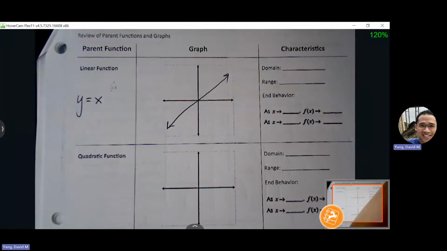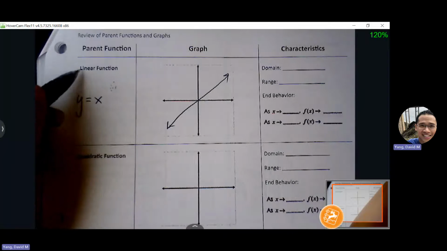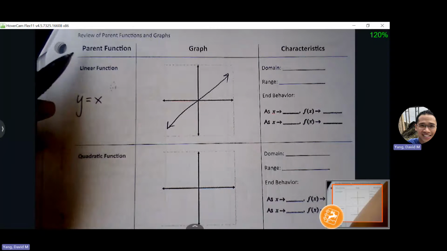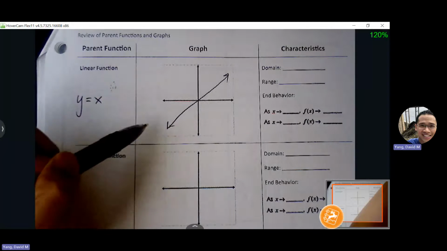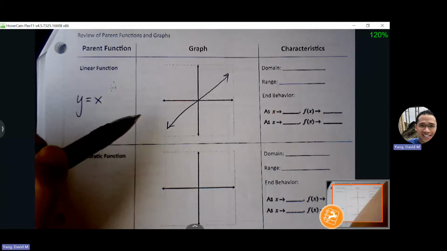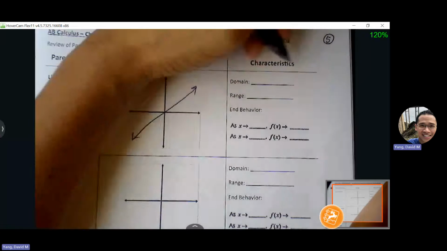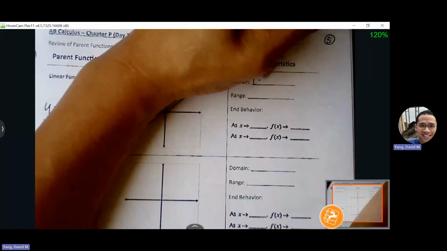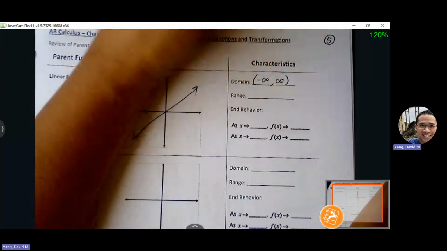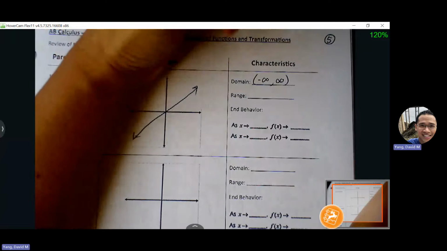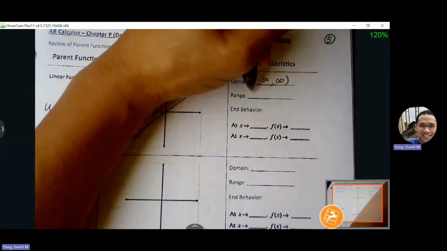So linear graphs, exactly what the name suggests, it's going to be a line. As long as the graph is not a horizontal line, your graph is always going to be either rising or falling. In this case, for my parent graph, your domain for linear graphs will always be all real numbers. And as long as there's a slant to the graph, your range is also all real numbers.